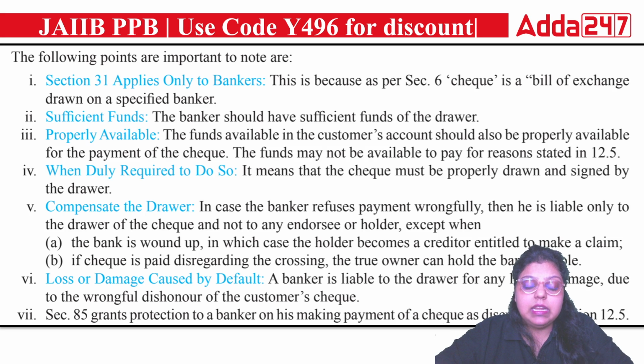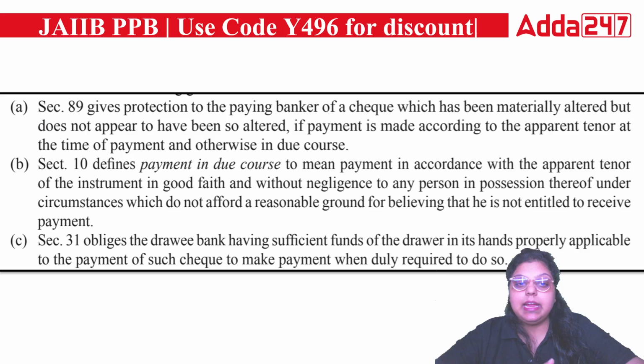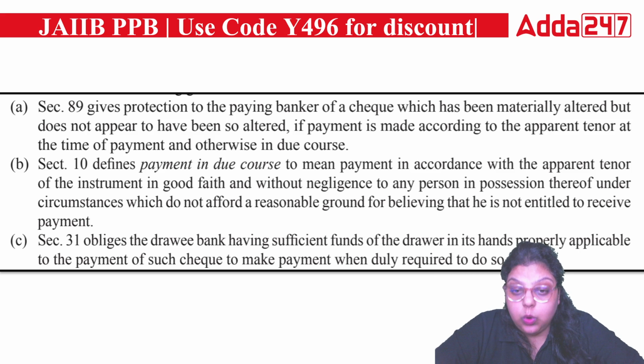Section 85 grants protection to a banker on his making payment of a check in due course. Okay, now section 89 gives protection to the paying banker for a check which has been materially altered but does not appear to have been so altered. So if the payment is made according to the apparent tenor and time of the payment and otherwise in due course. So the check was altered, but when you have seen the electronic image, you have carefully looked at it, it did not seem altered. In that case, section 89 gives protection to the paying banker.